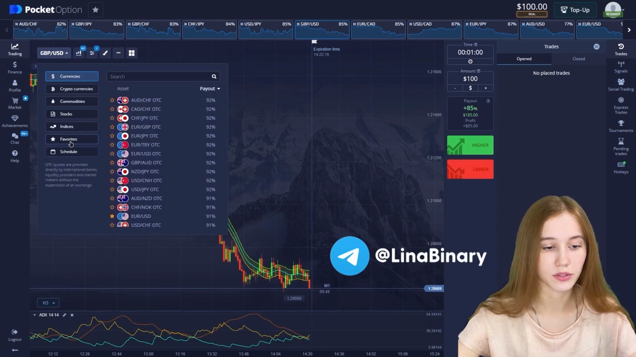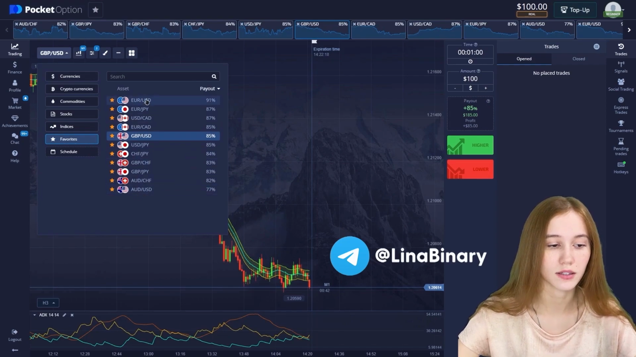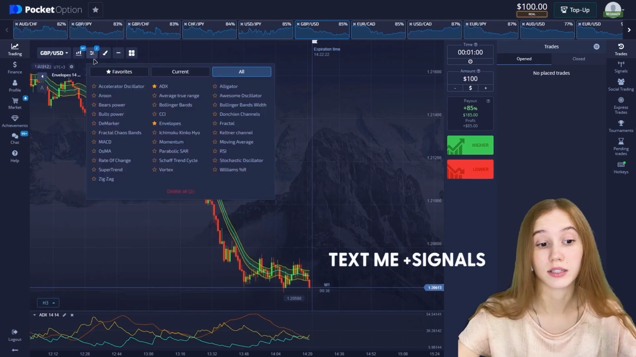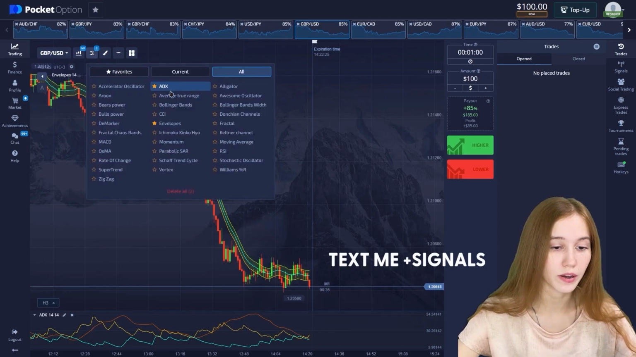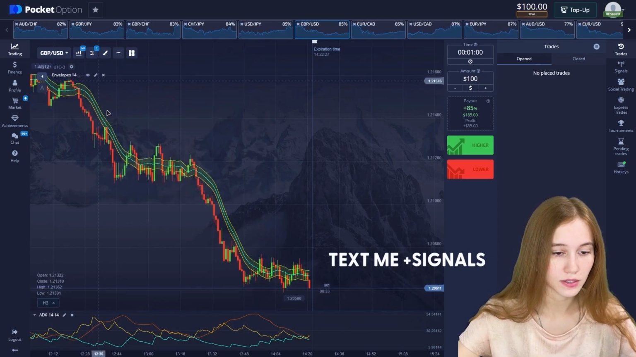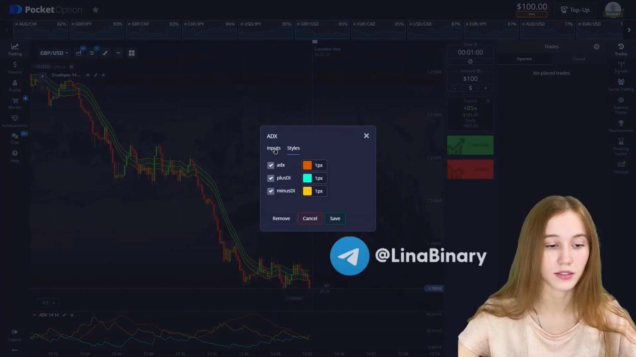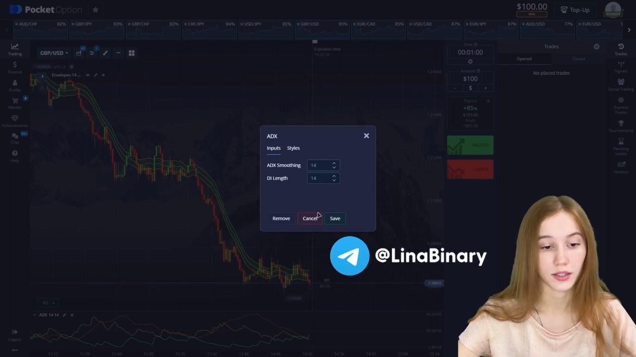So we'll also use two necessary indicators today. These are ADX and Envelopes. Let me tell you a little about these indicators. I'll start with the first one. Here are the settings for this indicator. ADX, let me tell you how it works.